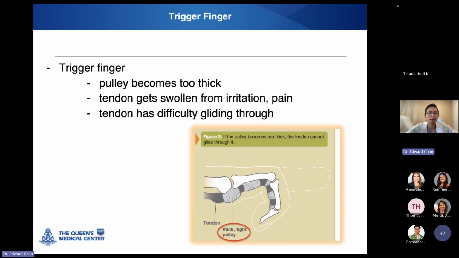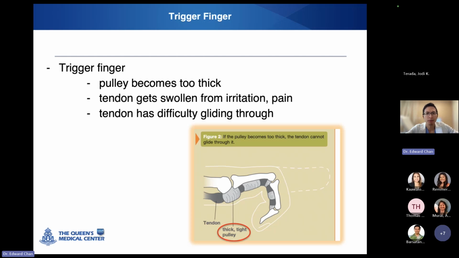And so in trigger finger, what happens is that sheath gets too tight, that pulley gets tight and becomes thick also, and the tendon itself gets swollen from all the irritation and pain from the friction. If you imagine that tendon trying to glide through that sleeve or that pulley every time you bend your finger up and down, if it's too tight, it just causes pain and irritation. And so the tendon itself gets swollen. You can see on the picture there's a nodule now in that tendon because it got swollen from all the irritation.